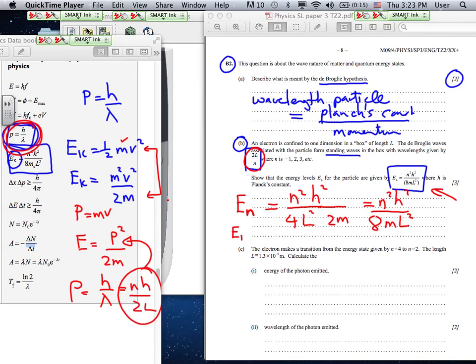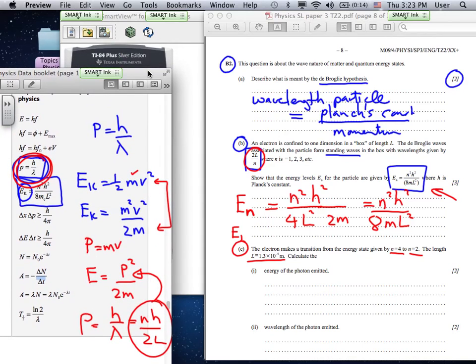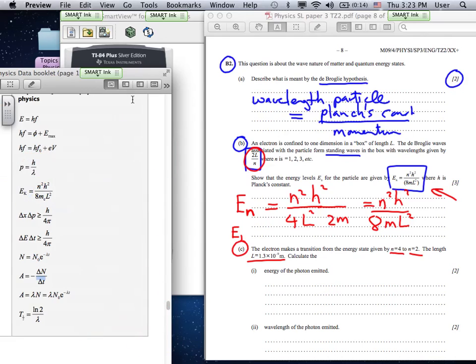So it says for this question, question C, the electron makes a transition from the energy state given by n is equal to 4 to n is equal to 2. The wavelength is given by 1.3 times 10 to the negative 9 meters. Calculate the energy of the photon emitted. So what's happening here, let me just clear this.